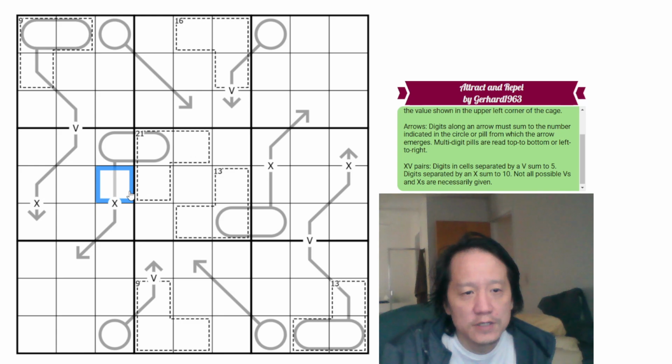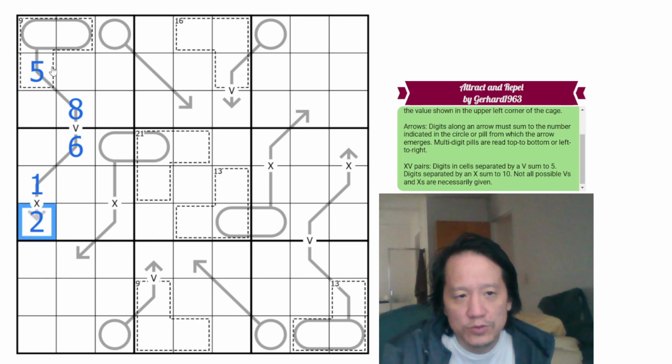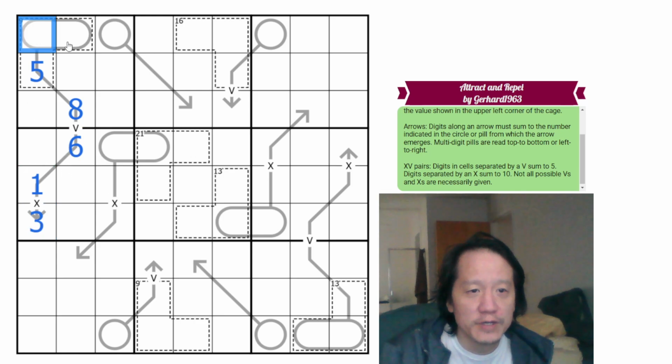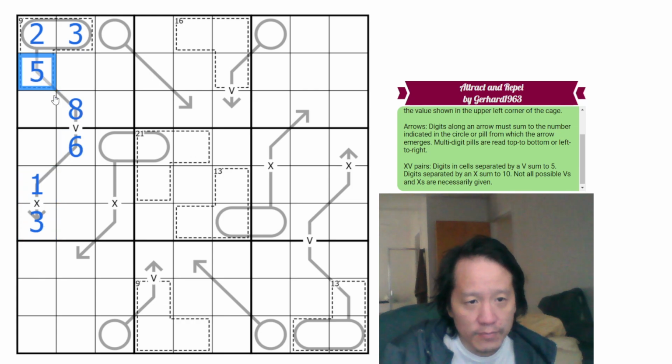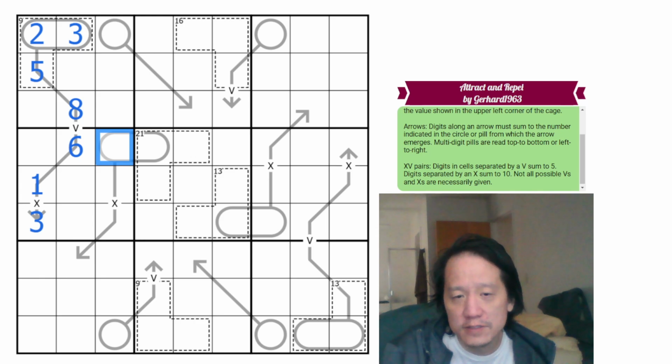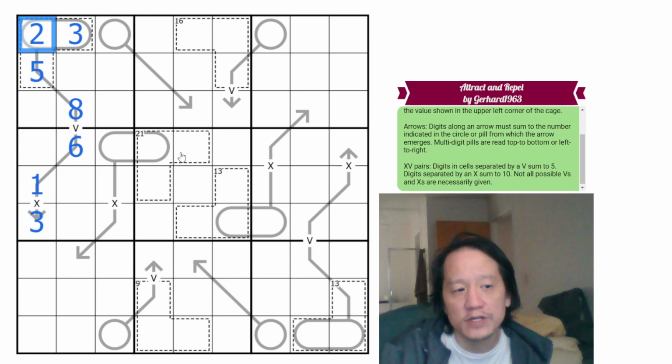For pills, like say this was 5 and 8, and this was 6, 1, and 3. Then this would be 23 because it adds up to 15 here, and 6, 1, and 3 add up to 10. Therefore, you have 13 plus 10, which adds up to 23. So that's how arrows work with pills, especially. The left number is the tens digit, and the right number is the ones digit.